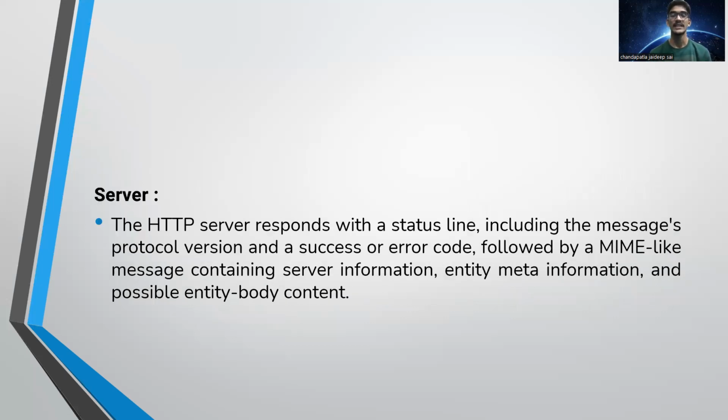We have seen the client, now we go through the server. The HTTP server responds with a status line, including the message, protocol version, and a success or error code, followed by a MIME-like message containing server information, entity meta information, and possible entity body content.